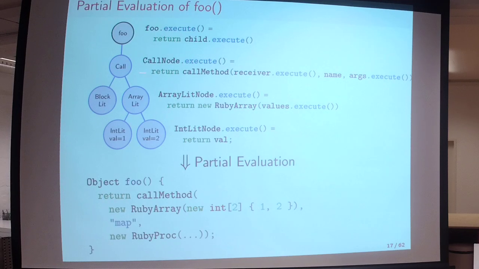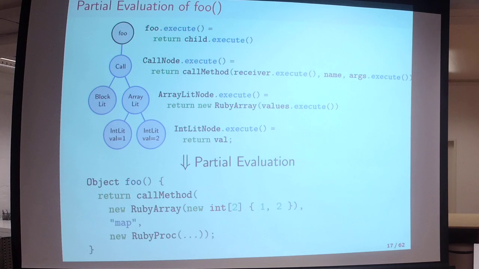The child node here is a call node, a call to map, right? The call node has some logic for how to call a Ruby method. But first, before calling anything, it has to execute the receiver and the arguments. The receiver here is an array literal, and this just creates a new Ruby array with the values executed. The values are 1 and 2, so they are integer literals, and they just return 1 and 2.